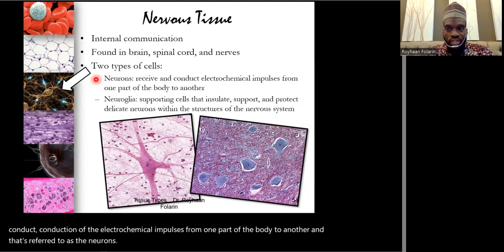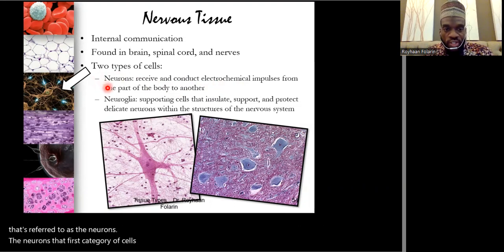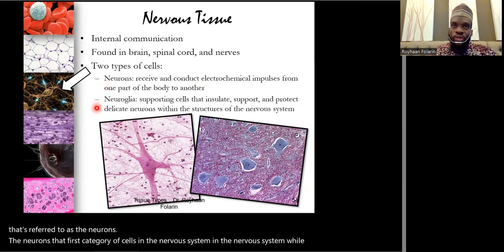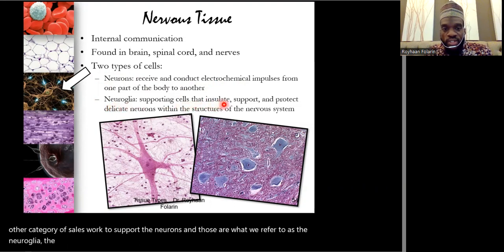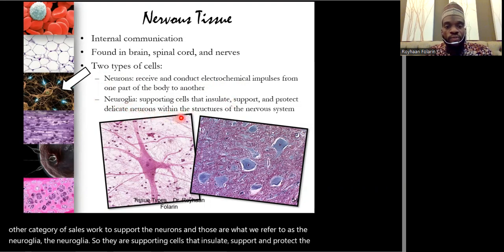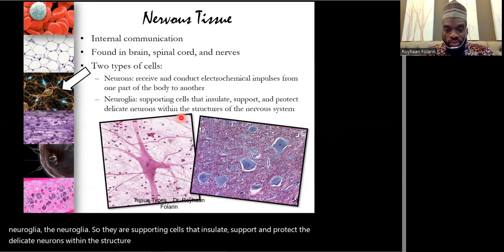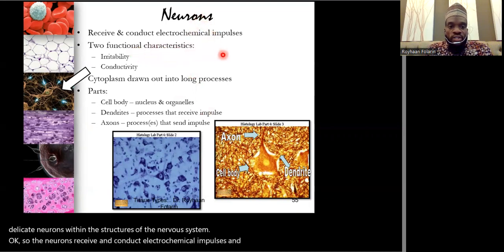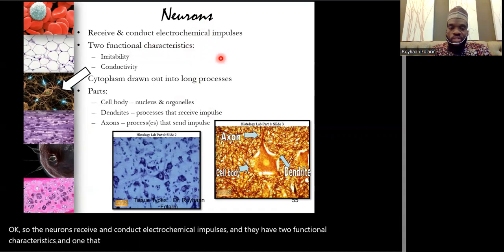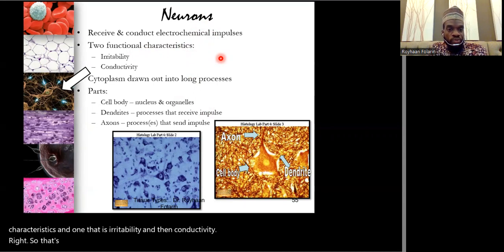The neurons, those are the first category of cells in the nervous system, while the other category of cells work to support the neurons, and those are what we refer to as the neuroglia. Neuroglia. So they are the supporting cells that insulate, support, and protect the delicate neurons within the structures of the nervous system. Okay? So the neurons receive and conduct electrochemical impulses, and they have two functional characteristics, and that is irritability and then conductivity, right? So that's the neurons.